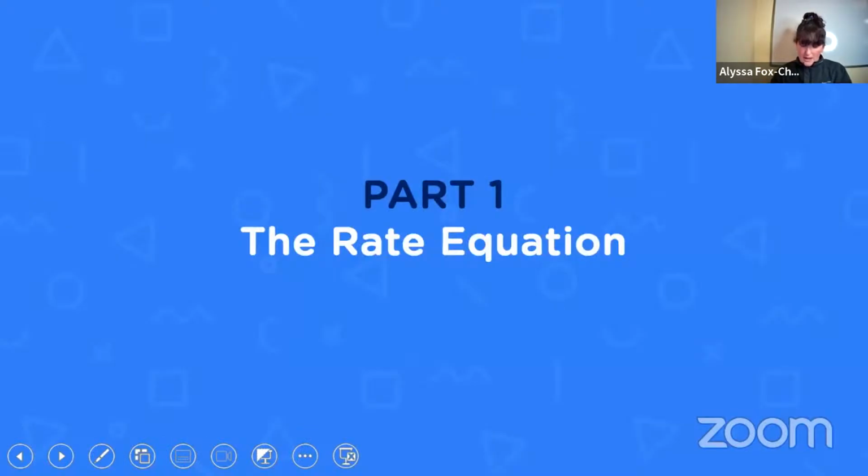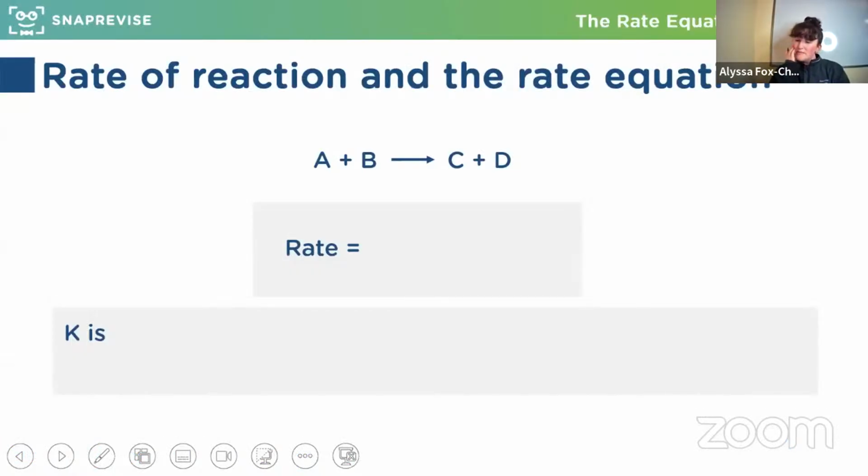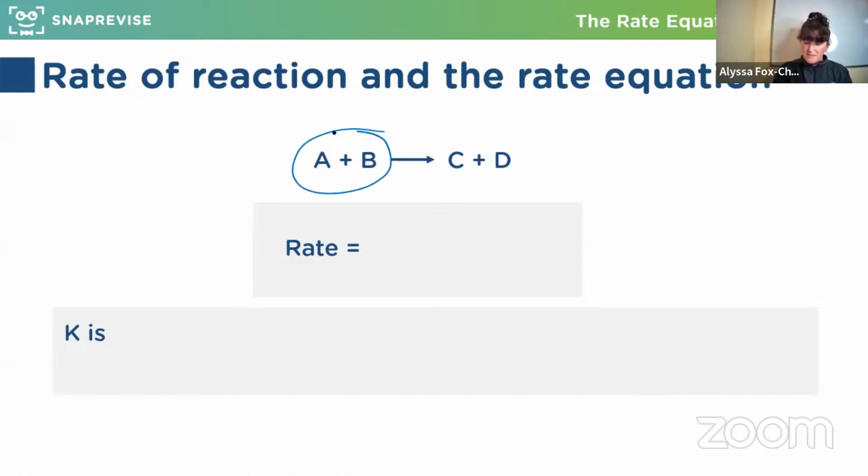Okay, part 1 of our web class is on the rate equation. Let's introduce it. So let's imagine we have species A and B, whatever they are, doesn't matter what they are at the moment, but species A and B go to make C and D. We might write a rate equation that looks something like this: a lowercase italics k, concentration of A times the concentration of B. That's an example of a rate equation.